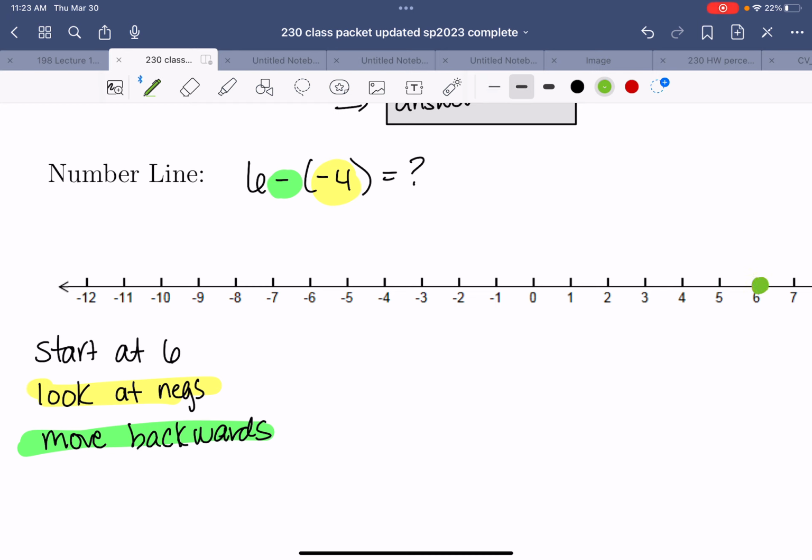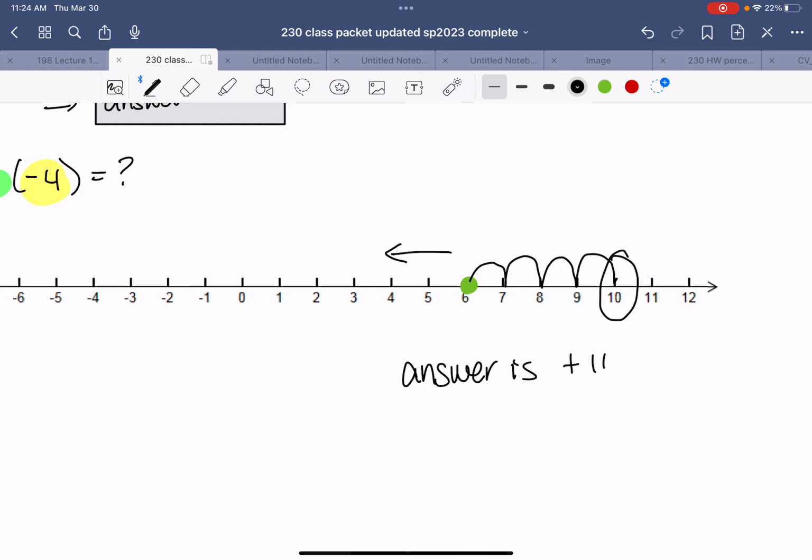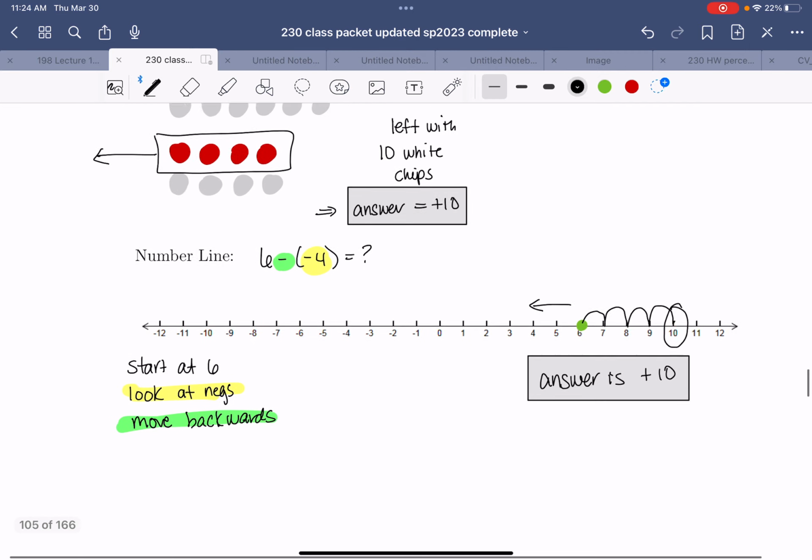So 6 is over here. We're going to look at the negative numbers. So the negative numbers are this direction. But now we're going to move backwards. Backward means opposite your arrow. So we're going to go back 4: 1, 2, 3, 4. And we land on +10. So your answer is +10, just as it was above.